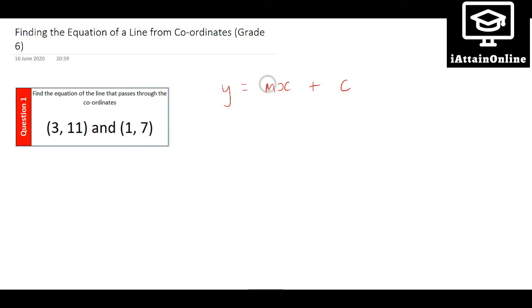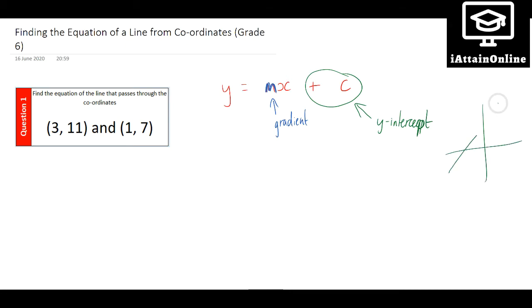Now m here represents the gradient of the line, and this bit here, it could be a minus c as well, represents what we call the y-intercept. That is the point at which it crosses the y-axis. So, for example, this point here, but again we're finding it from just the coordinates.